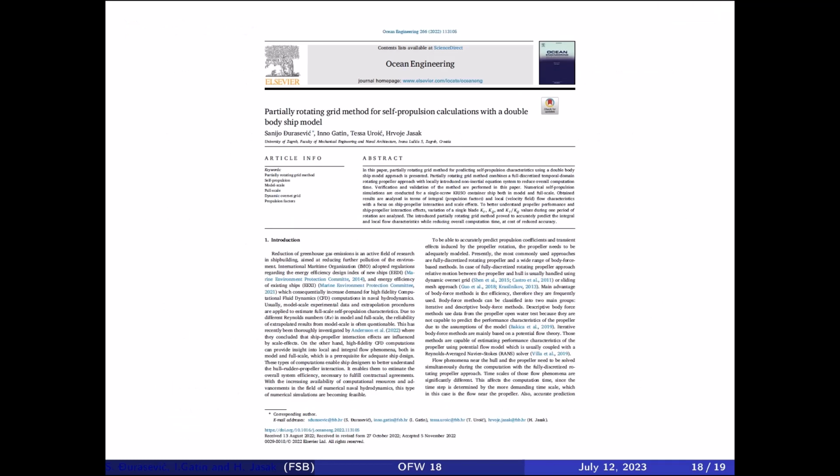For more information about this method and to see more detailed analysis of the results, I kindly refer you, if you're interested, to the recently published paper, Partially Rotating Grid Method for Self-Propulsion Calculations with a Double Body Ship Model. Or feel free to contact me privately for more information.